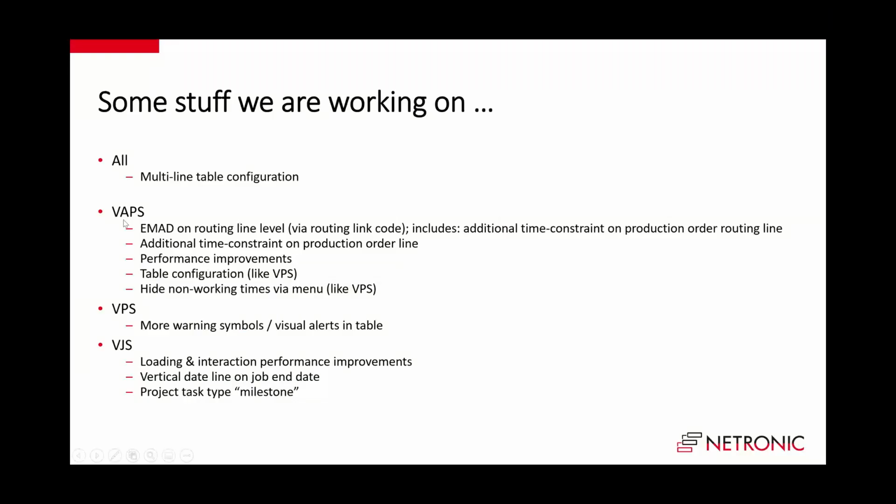We will work with having the EMAT calculations on routing line level via the routing link code. This is something that we started last quarter and we will continue this quarter. And this then includes also the capability to have an additional time constraint on the production order routing line. We will also add additional time constraint on production order line so that you, for example, can say, hey, add this to the schedule, but I don't want this to schedule before a certain date.